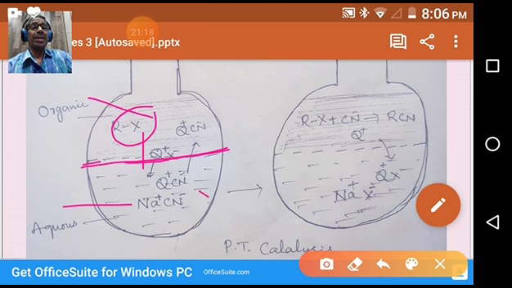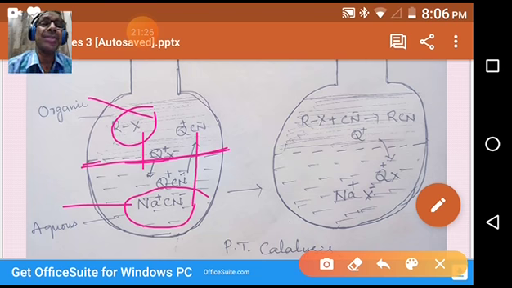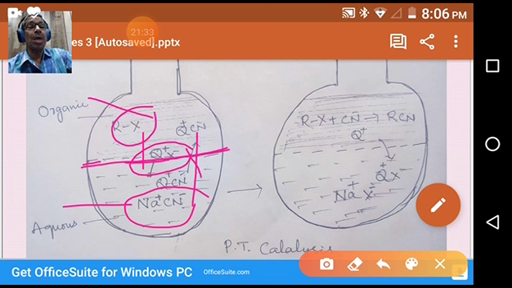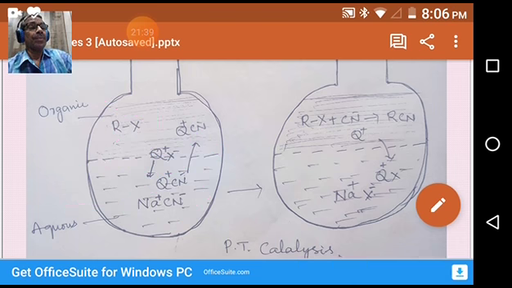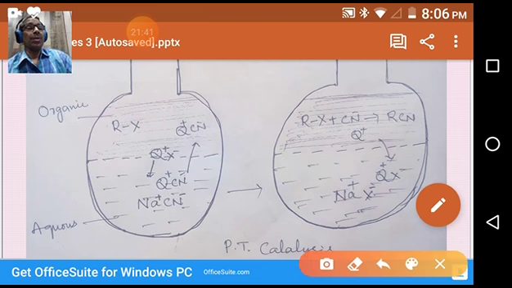Whereas our reagent, sodium cyanide, is soluble in the aqueous phase. It doesn't go as such to the organic phase. That's why the reaction doesn't proceed without adding a phase transfer catalyst. If you add a phase transfer catalyst like tertiary butyl ammonium halide, what happens? It goes to the aqueous phase, reacts with the cyanide, and converts into tertiary butyl ammonium cyanide.